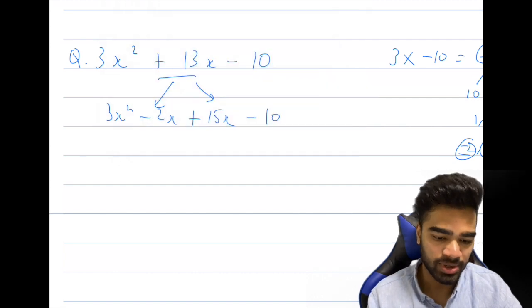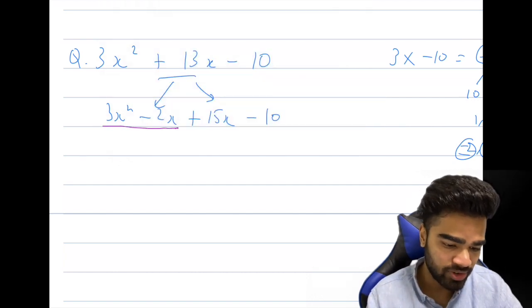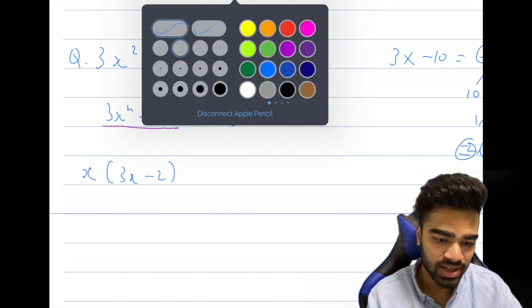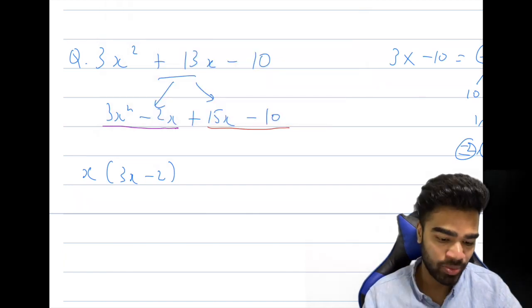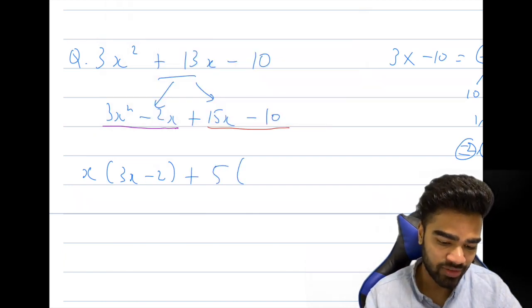So factorize the first two. Now pretty much factorize by grouping. Factorize the first two out. What's common? It's going to be just x is common. So you're left with 3x minus 2. And then factorize the last two, 15x minus 10. What's a common factor? Common factor is going to be 5. So if you take 5 outside, you're going to be left with 3x minus 2.